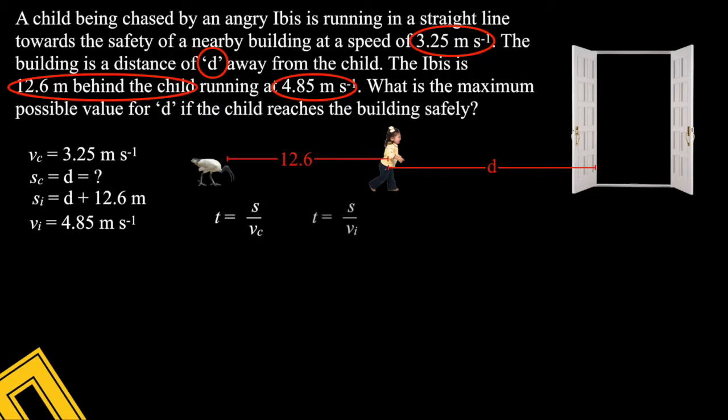So what I'm going to do is find an expression for time for both of their velocities and displacements, and then I can equate the two having the same time. So you can see I'm using the same equation here for both of them, where the distance of the child is d and her velocity is 3.25. For the ibis, it's the distance plus 12.6, but that should really be a d, not an s there.